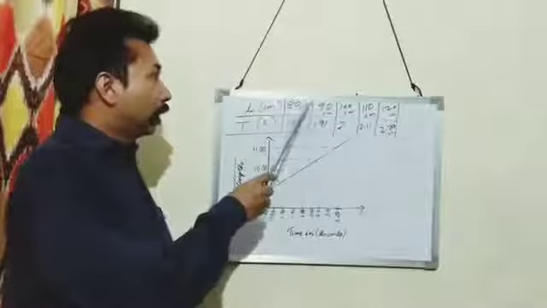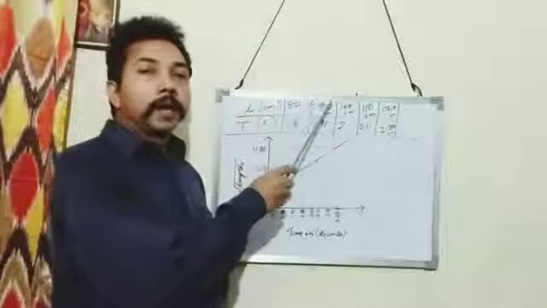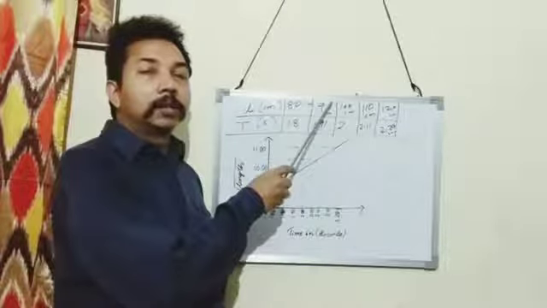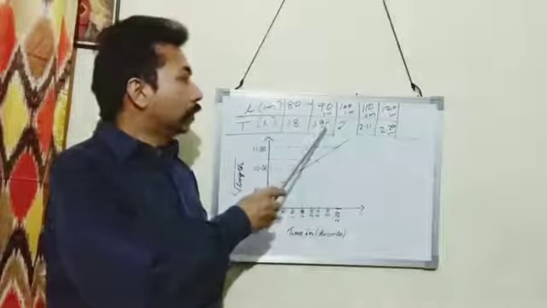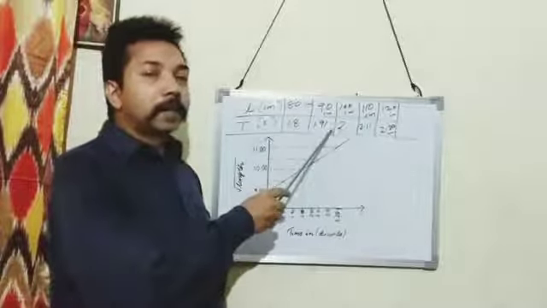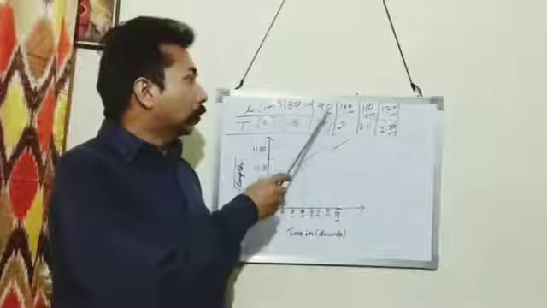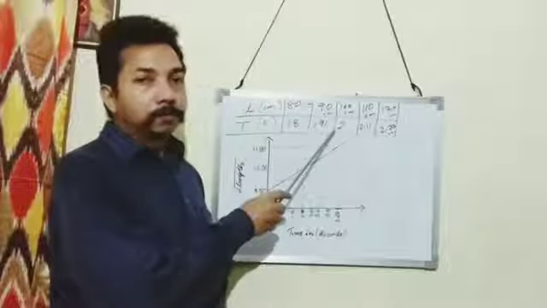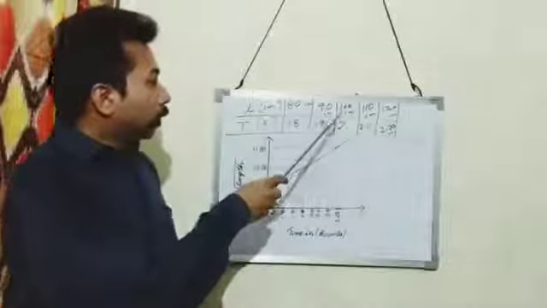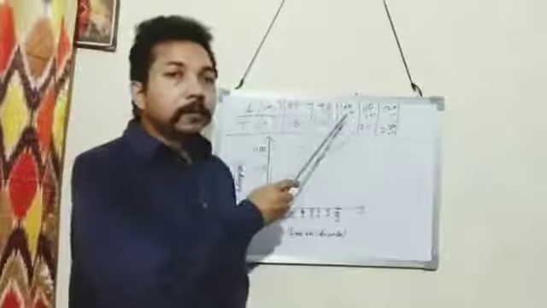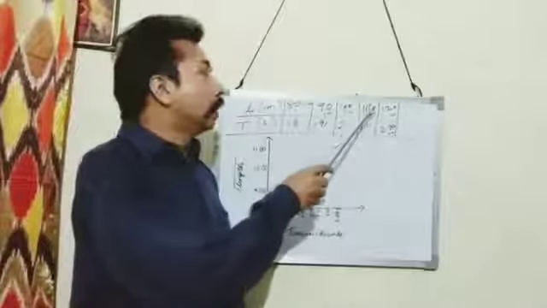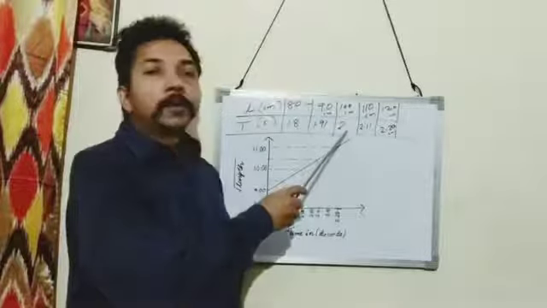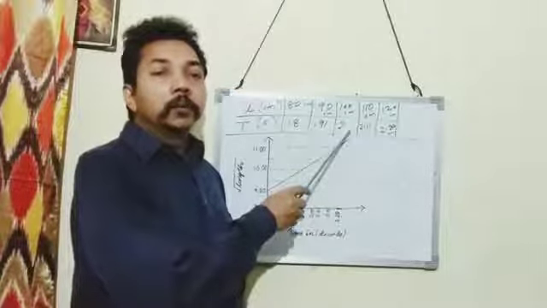Now we change the effective length to 90 centimeter. When the effective length is 90 centimeter, time period is 1.91 second. In this case, for 10 oscillations, it will take 19.1 second. Then we again change the effective length to 100 centimeter. When the effective length is 100 centimeter, the time period is 2 seconds.